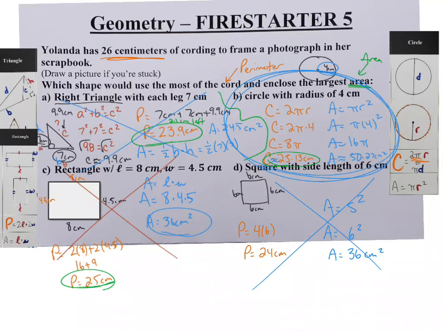So B is the best one. The circle gives me the most area and leaves behind the least amount of waste. So that's best.